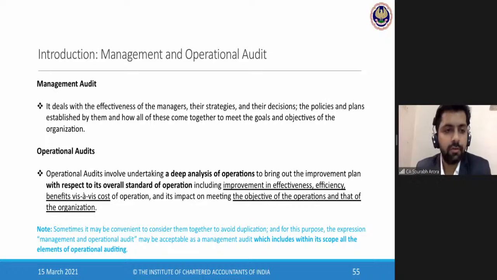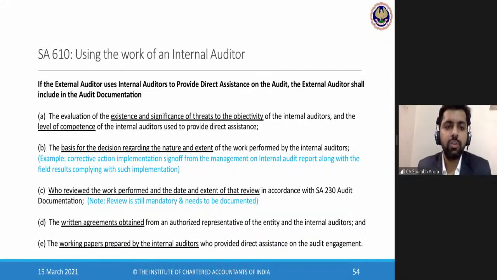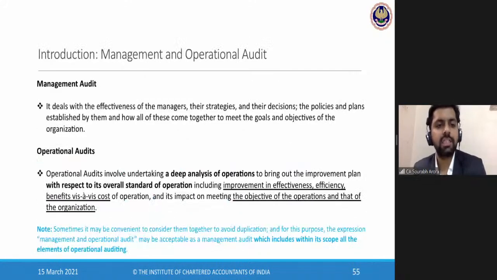So we'll move on to the next topic. What we have covered until now is using the work of an internal auditor. The next topic is management and operational audit. The name of this chapter, I'll reiterate, is operational audit, management audit, and internal auditing. We have done with internal auditing. Now we'll discuss the management and operational audit.